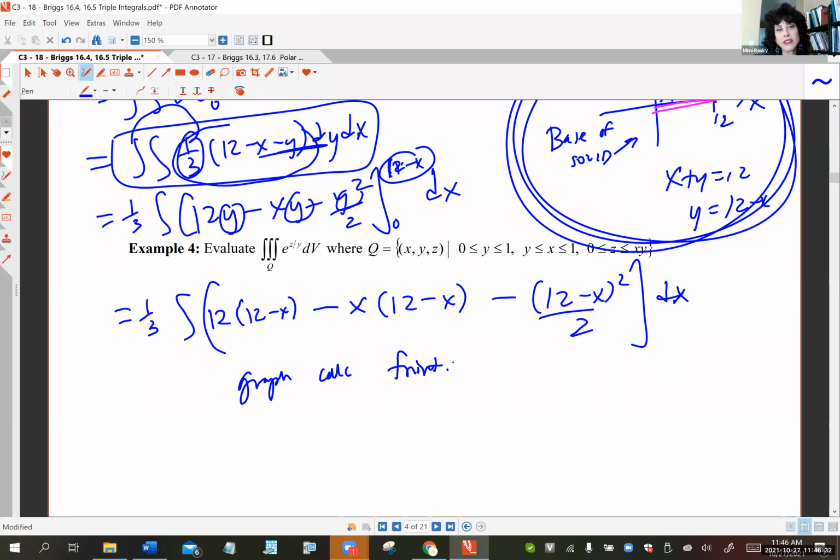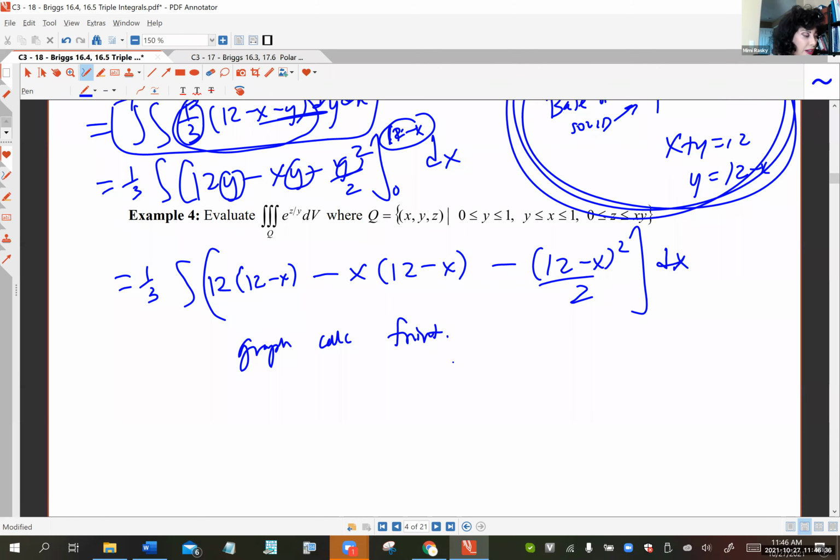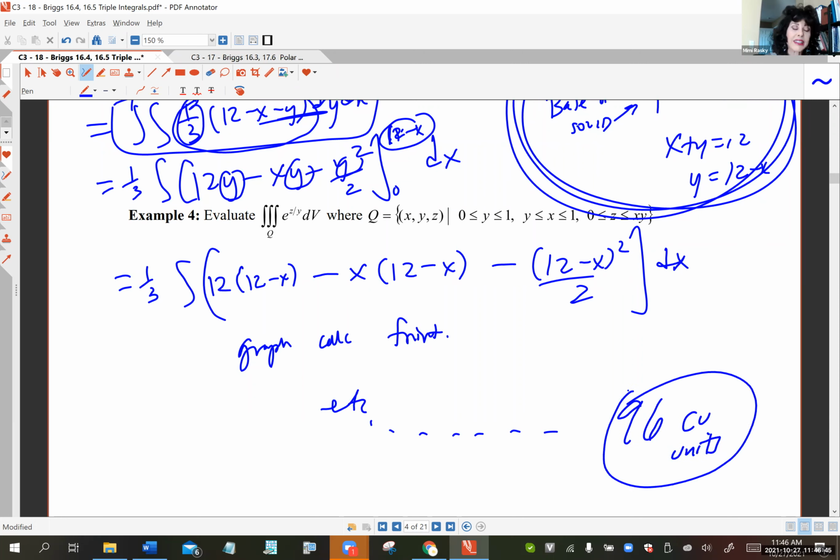If you don't know how to do that, stay after class or come to office hours. I'll be happy to show you. It's really easy peasy on your graphing calculator. And then you should get, etc. Final answer, 96 cubic units. Woo! And that is using a triple integral for volume. And that concludes today's lecture. So congratulations. Yay.